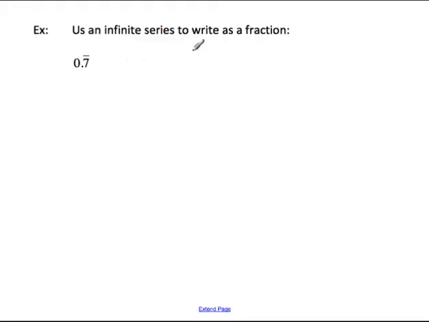Here's another example. Use an infinite series to write this as a fraction. So 0.7 repeating. Recall that means 0.7777 going on forever. There's no last digit. It keeps on going with sevens forever. Well, we could break this up because of the pattern and think of it as 0.7 plus, that takes care of that 7, plus 0.07, that takes care of the second 7, plus 0.007, taking care of the third. And we could just keep repeating that infinitely. And this line will express the same thing as the line above.